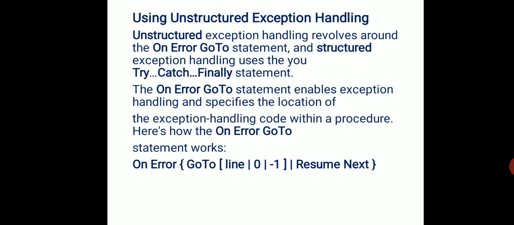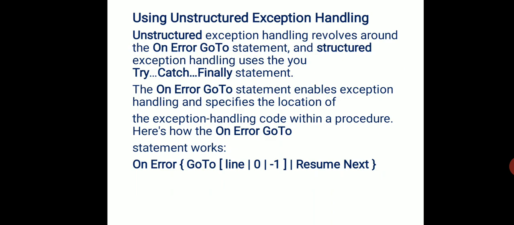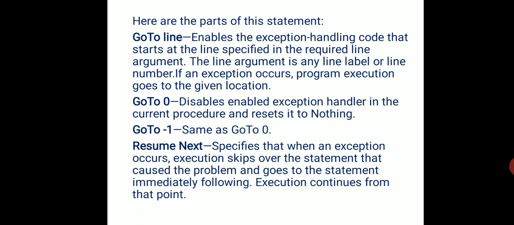That is, using on error go to. See, the general form is on error go to line, 0, or -1, and resume next. Here the part of this statement is go to line. On error go to line enables the exception handling code that starts at the line specified in the required line argument. The line argument is any line label or line number. So if an error occurs, program execution goes to the given location.